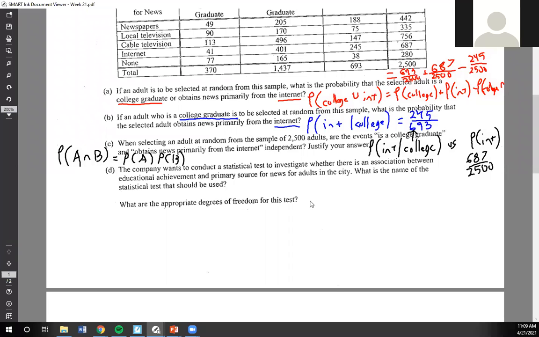which, since we're asking whether there's an association, we're going to put a chi-square test of association. Chi-square test of association.